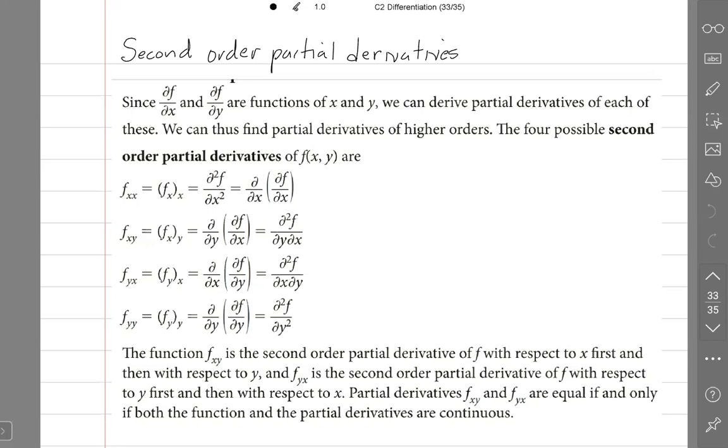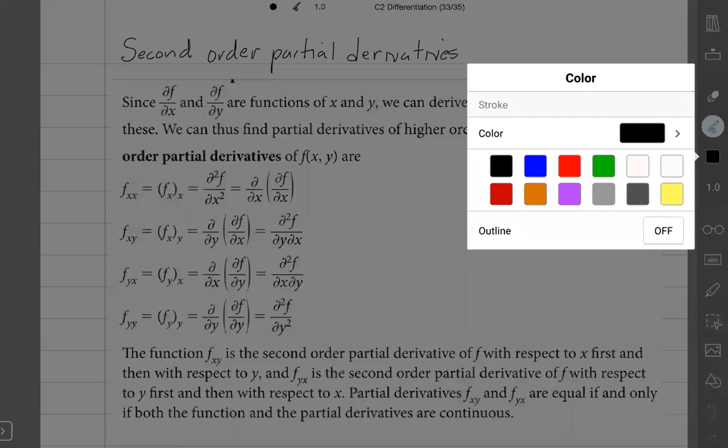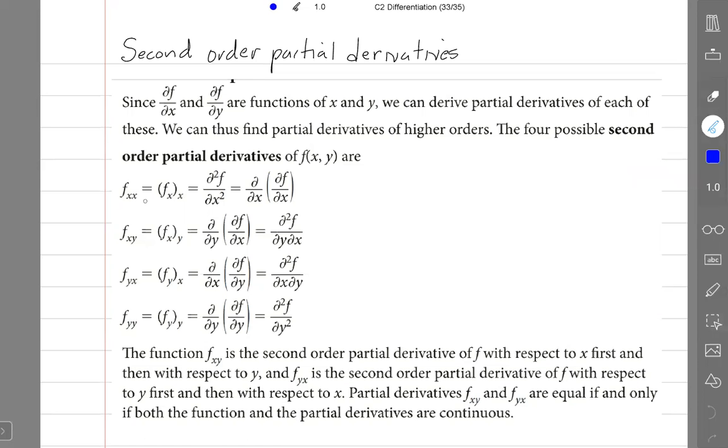f_xx. What is f_xx? Now, what I want you to pay key attention to here is the notation. Please pay key attention to the notation. So f_xx, you could also write it as f subscript (f_x)_x. In other words, I need to partially differentiate with respect to x twice.